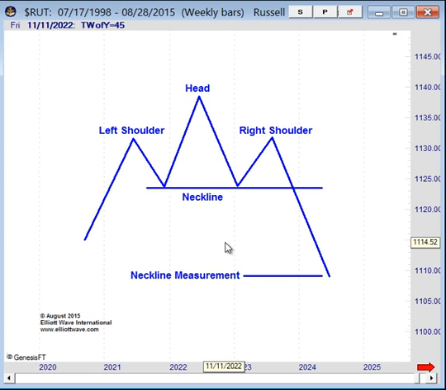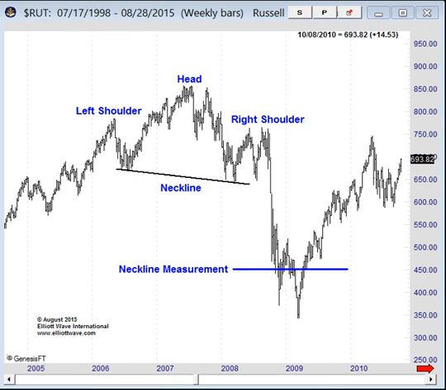So let's walk through a few examples, and I'll show you some classic examples of a head and shoulders formation. The first, most notably, is a great example in the Russell, and this occurred back in 2006, 2007, and 2008, and then the big sell-off we saw in 2008 into 2009. Well, look what we have here.